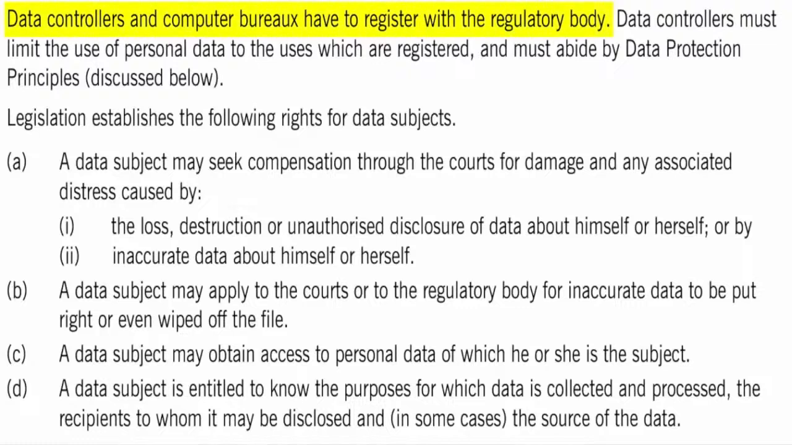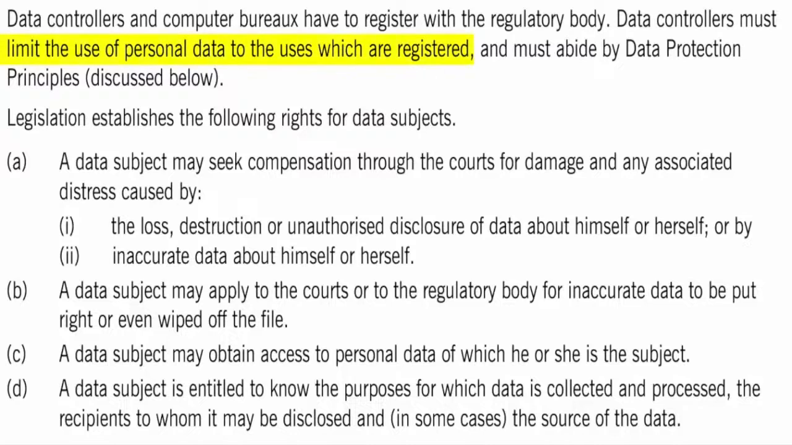Data controllers in the UK, as well as third-party data processors, often referred to as Computer Bureau, are required to register with the Information Commissioner's Office, ICO, which is the regulatory authority for data protection in the UK. By registering, data controllers declare their data processing activities, which adds transparency and accountability to how they handle personal data. Here's a closer look at key responsibilities and the rights this legislation affords to individuals, with real-world examples for clarity.